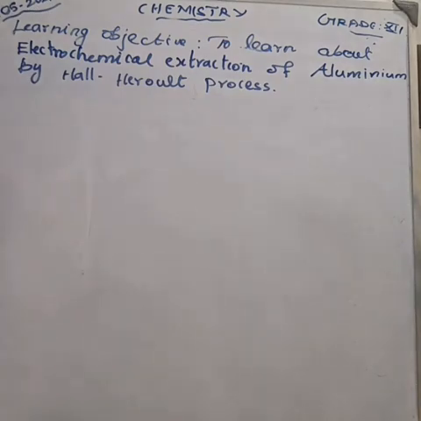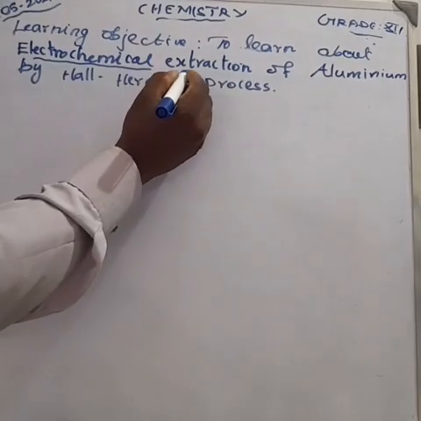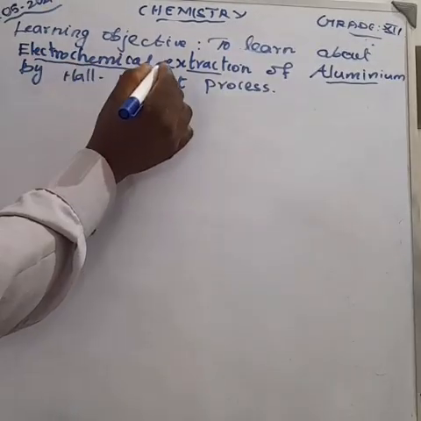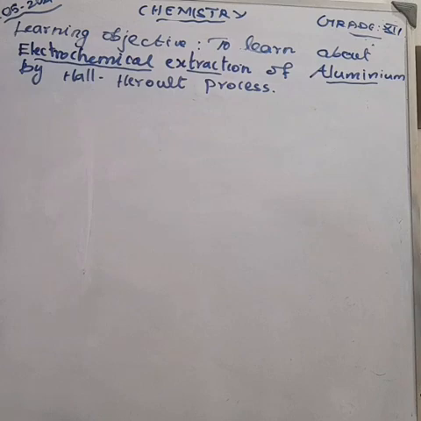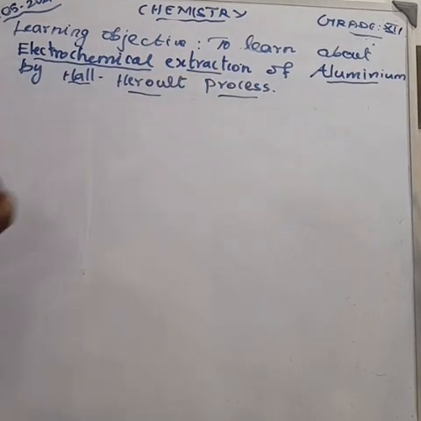Dear children, today our learning objective is to learn about the electrochemical extraction of aluminium. That means, by the Hall-Héroult process, how aluminium is extracted.